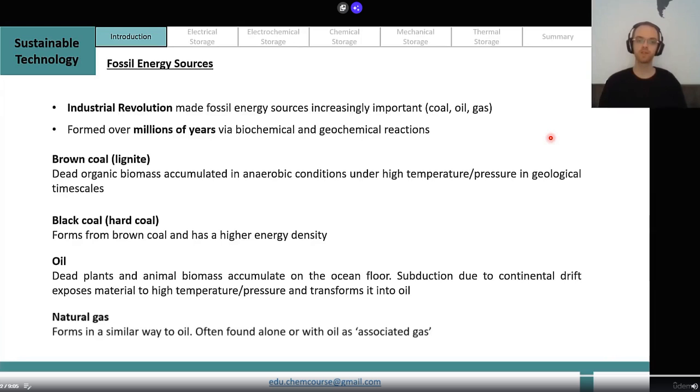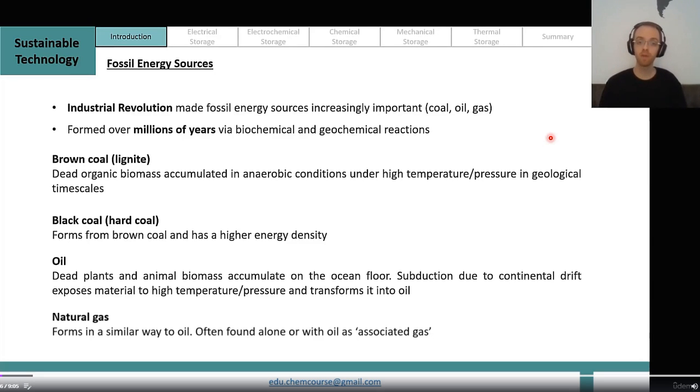Looking at fossil energy sources, you readily know that basically fossil energy sources have been important for the last years and even for the last decades. So since the Industrial Revolution, fossil energy sources are actually gaining in importance increasingly. So what are fossil energy sources? These are, for example, coal, oil, and gas. The important thing to notice about coal, oil, and gas is that they are formed over millions of years via biochemical and geochemical reactions. This is because they often require either a very long time, or they require specific pressures and temperatures.